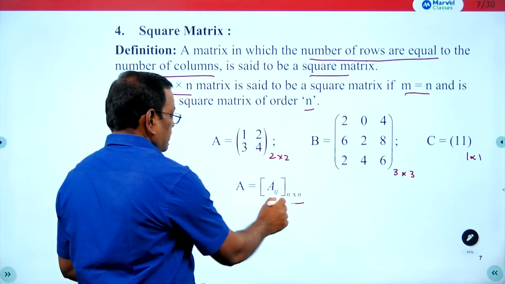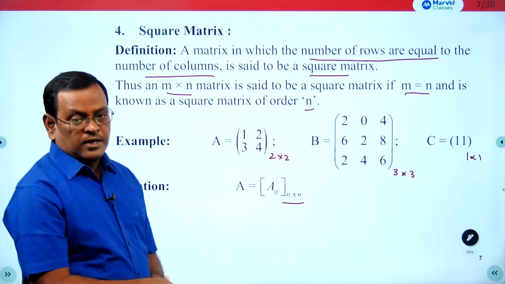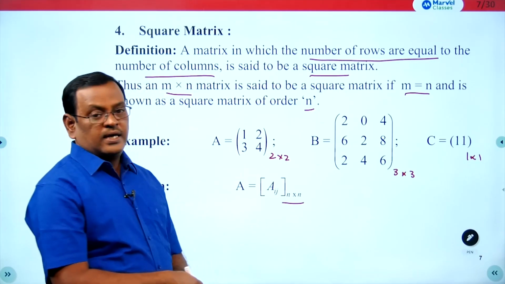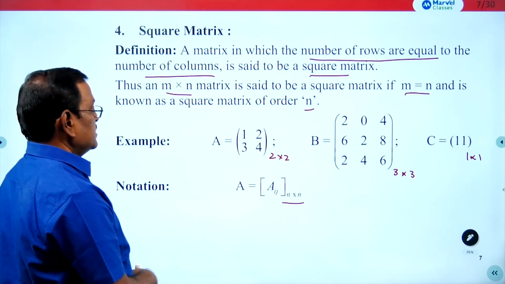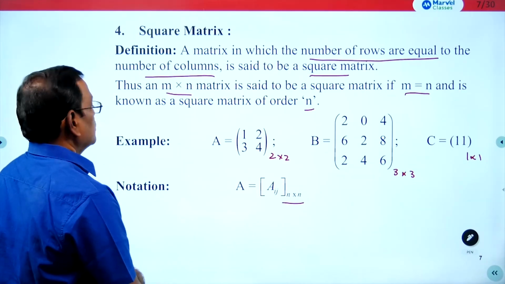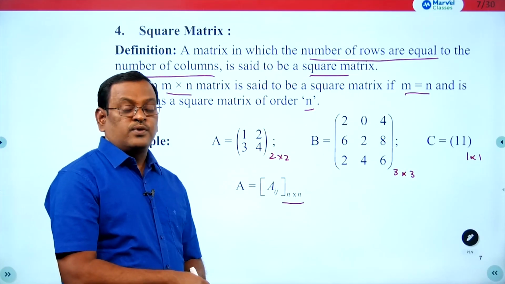And what is the general form of a square matrix? Aij of order n by n. This is an example for a square matrix. Square matrix means same number of rows and columns.